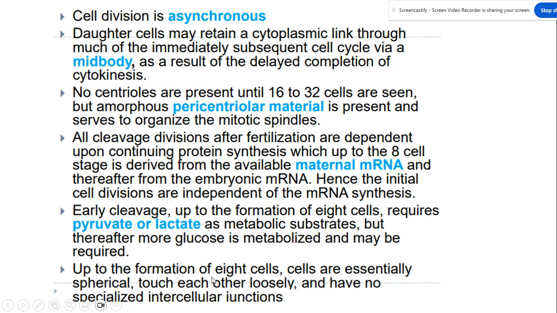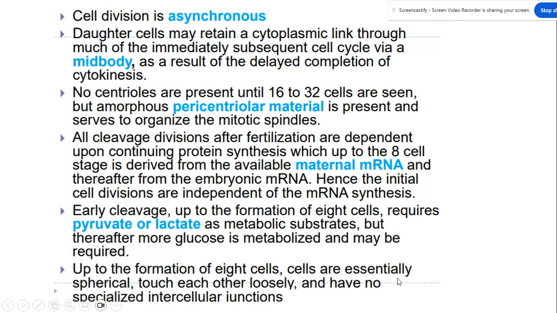Hence, initial cell divisions are independent of mRNA synthesis. So before 8 cells, the cell divisions are independent of mRNA synthesis. Early cleavage up to formation of 8 cells requires pyruvate or lactate as metabolic substrates, but thereafter more glucose is metabolized and may be required. Initially it's pyruvate or lactate, eventually it's glucose, right?